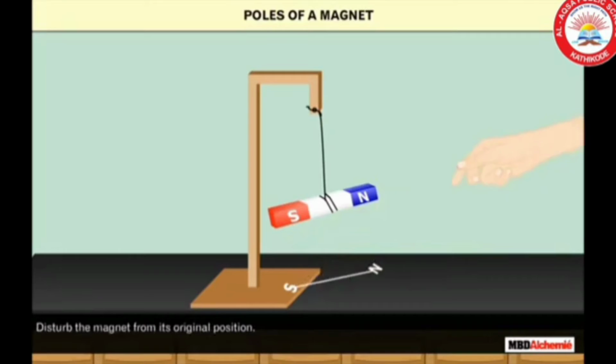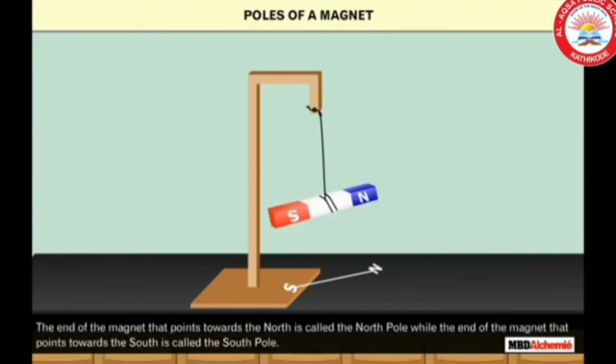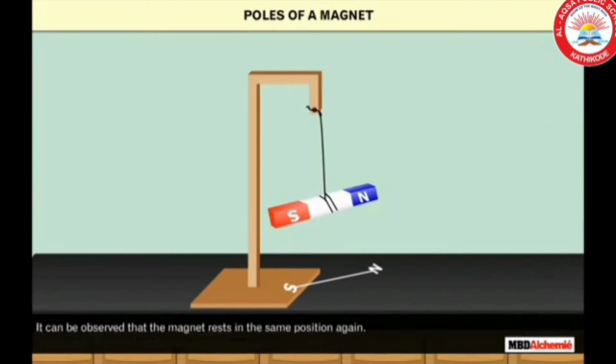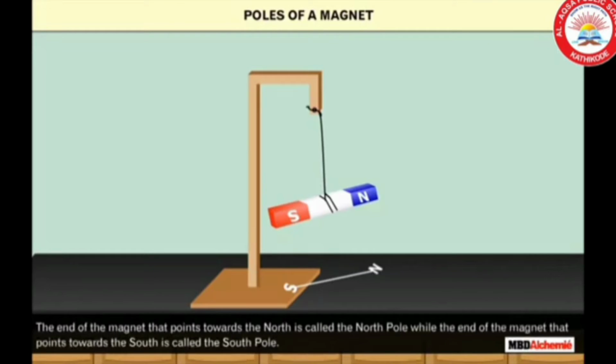Mark the rest position of the magnet on the table. Join both ends by drawing a line. Disturb the magnet from its original position again. It can be observed that the magnet rests in the same position again. Let us discuss what is North Pole and South Pole. The end of the magnet that points towards the north is called the North Pole, while the end of the magnet that points towards the south is called the South Pole.